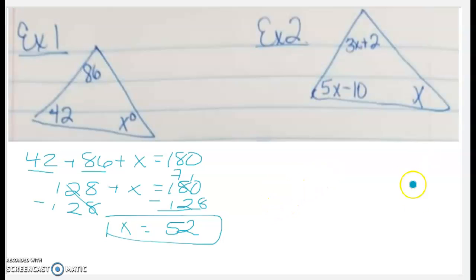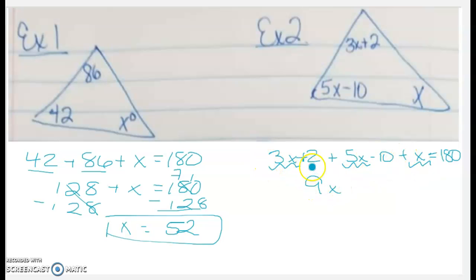Then I throw in a little bit of algebra with it. Same concept. I still have three angles in a triangle, but now there is algebra in there. So I have 3x plus 2, there's one angle, plus 5x minus 10, there's my second angle, plus x, there's my third angle, and I know they add up to equal 180. So then I just combine like terms. I'm going to add all my x's, 3x plus 5x plus x, that's 9x. And then I have my numbers, so I have 2 plus negative 10, that gives me negative 8, equals 180.